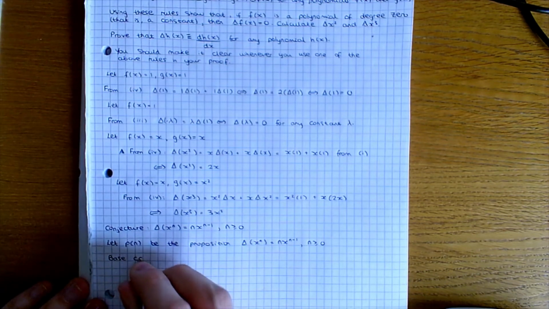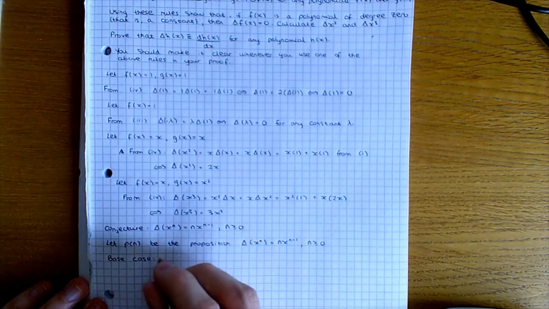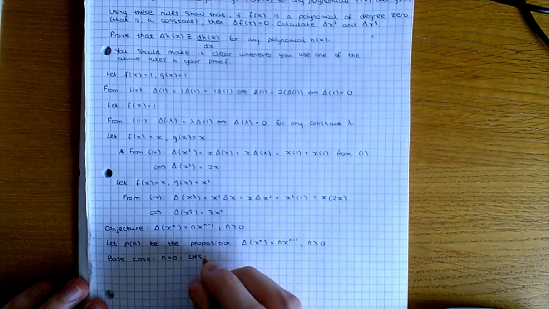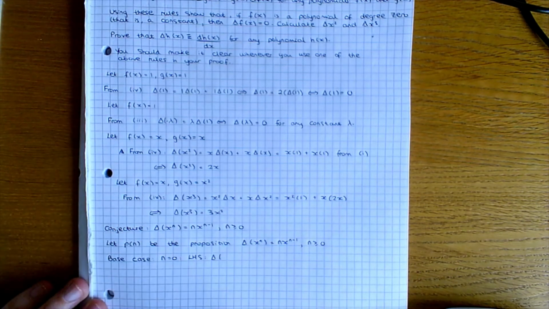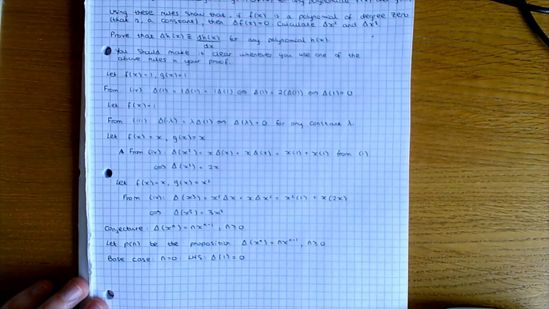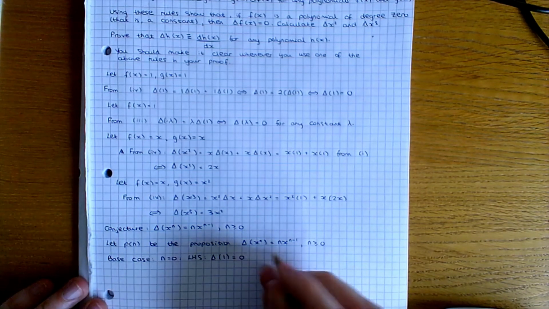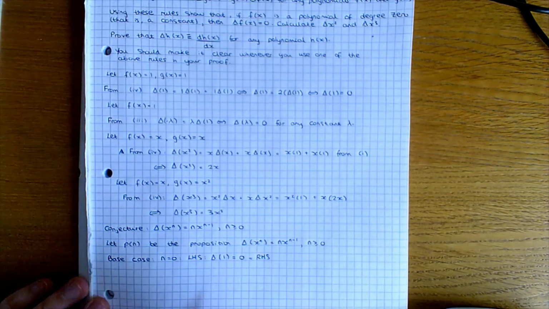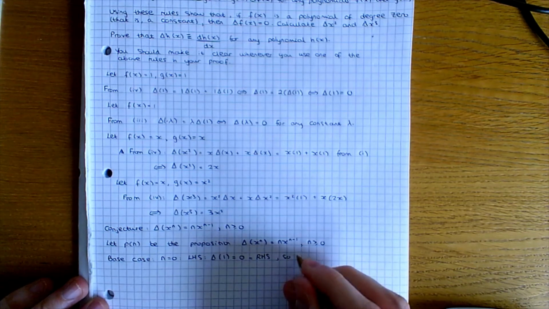Our base case is n equals 0, where on the left hand side we end up with delta of x to the 0. X to the power of 0 is 1, and delta of 1 is equal to 0, which is equal to the right hand side, right? So we're done. The reason it equals 0 is that was something we proved initially. So P of 0 is true.